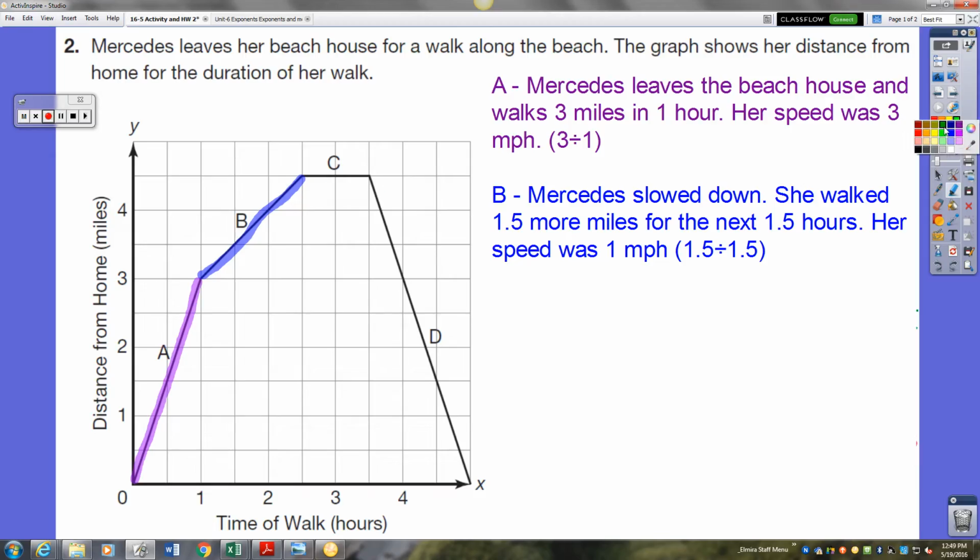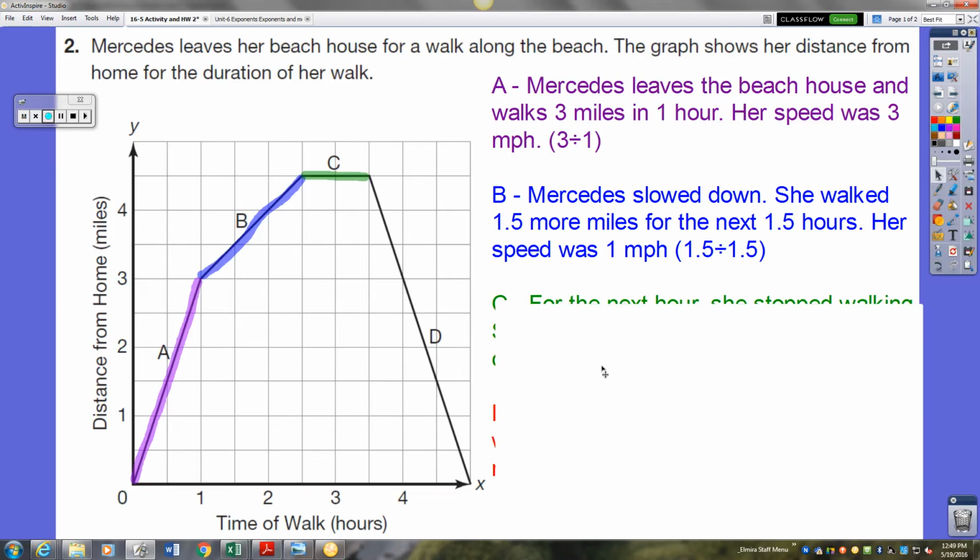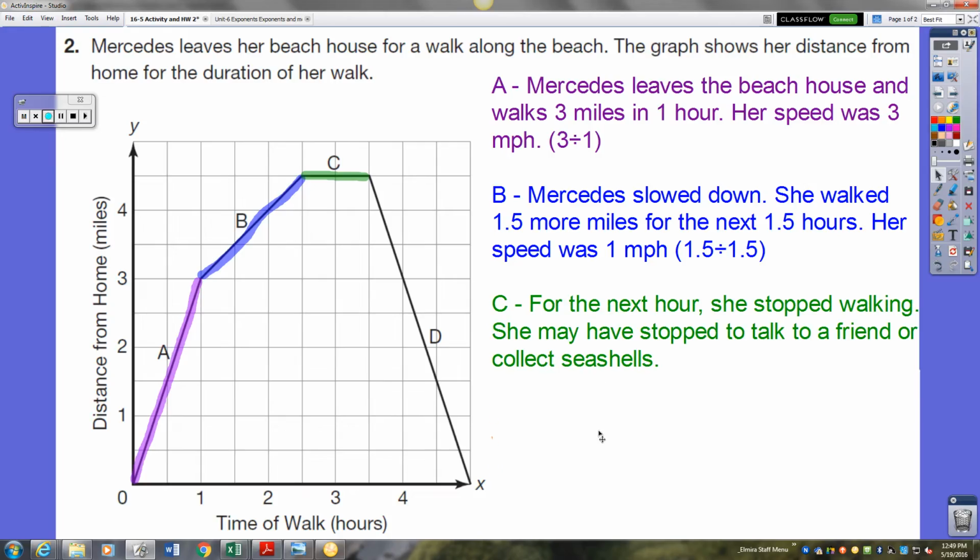In the next section, we can see that the graph is flat there. That is indicating that during that time, which is an hour long, she did not increase or decrease her distance from home. In other words, she probably stayed in one spot. We don't know why she stayed in one spot. We could make up reasons if we wanted to be creative, but the point is that for the next hour, she stopped walking. Maybe she stopped to talk to a friend or collect seashells, whatever. We're not going to overthink a problem about a made-up person here.